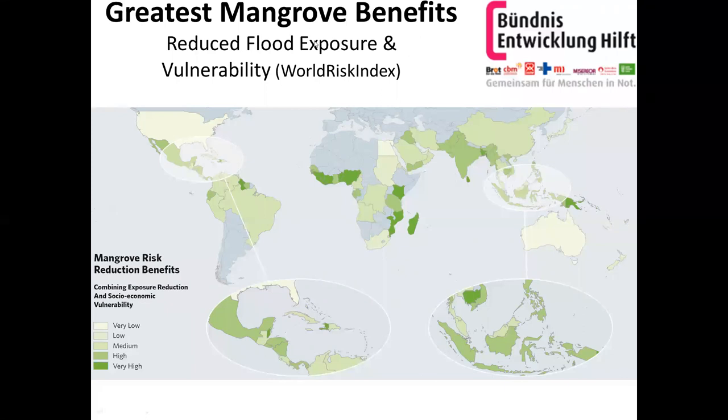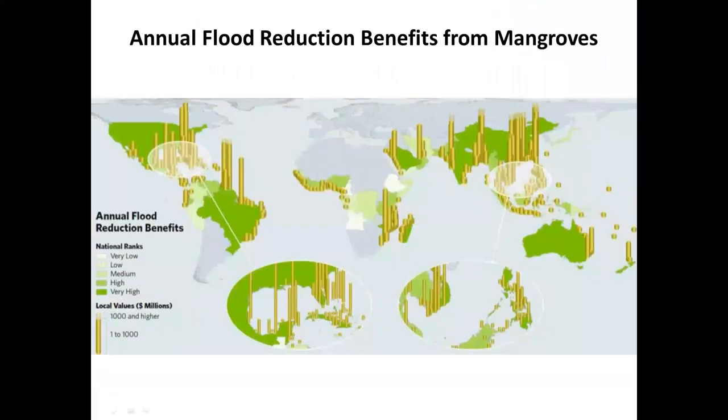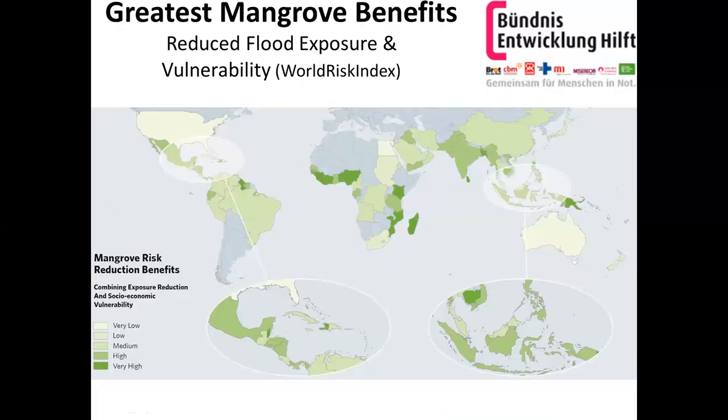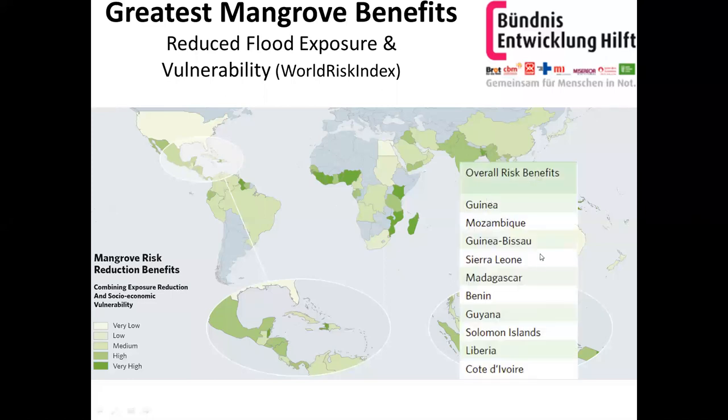And so here we put together where mangroves are providing the greatest flood reduction benefits with what are the countries that are the most vulnerable overall. And here you begin to see a change in highlighted countries from this sort of map where you really see much greater risks and benefits provided by mangroves, for example, in Western Africa. And that's highlighted here in this top 10 list, again, which does highlight quite a number of places, both in West and East Africa, where overall mangroves might be providing the greatest risk reduction benefits, both in exposure reduction and vulnerability reduction.